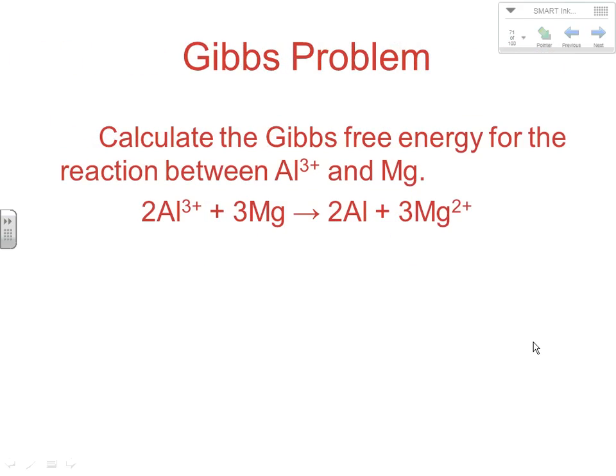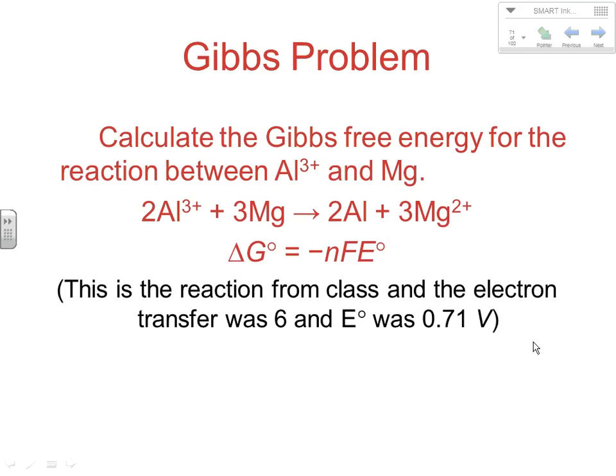Now, to calculate the Gibbs free energy for a reaction, and this is a reaction that we looked at in class. So this is one that we studied, what the EMF or the cell potential of this would be, and looked at making a voltaic cell out of this. We would use this equation then for what we looked at with this reaction. Now, remember when we did this in class, the electron transfer was 6 electrons each way.